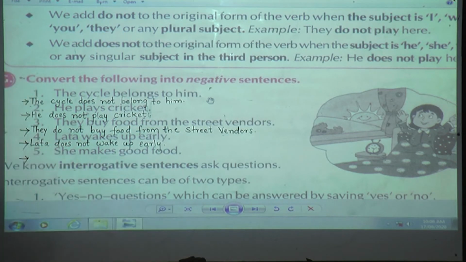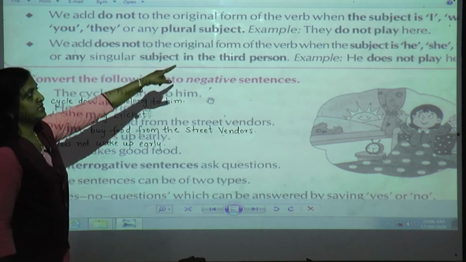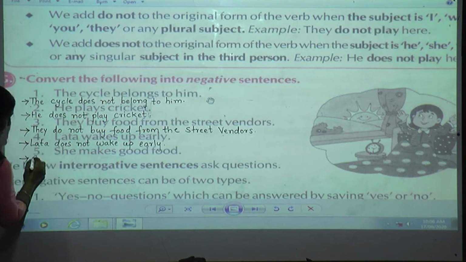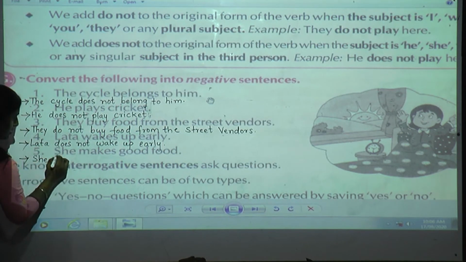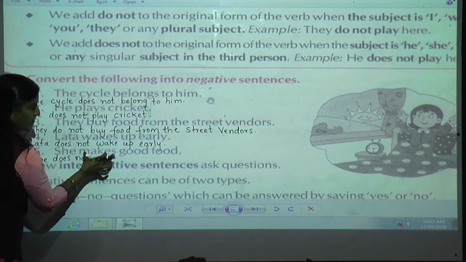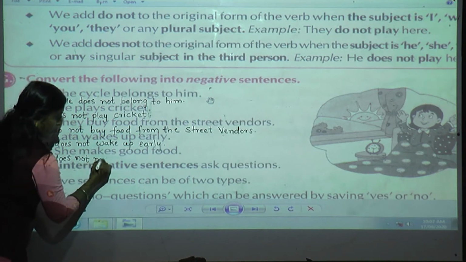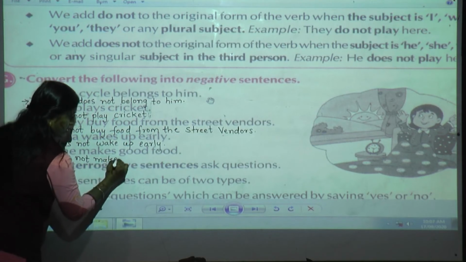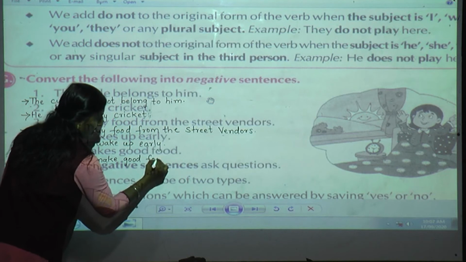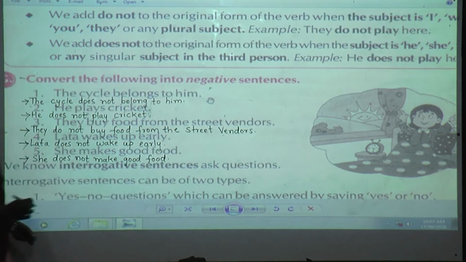Okay. Now fifth, she makes good food. Now she is what? Yes. Here the subject is she. So what am I going to add? Does not. So I will write she does not. What is the original form of verb for makes? Make. I am going to remove s. Good food. I will give you time. Write in your book.